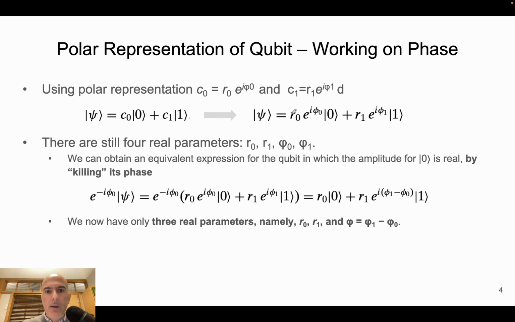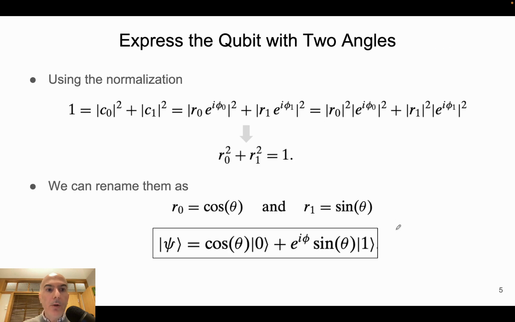Well, if we use a polar description of our C0 and C1, we can express our state psi using this formulation here. There are still four parameters: rho naught, rho 1, and then phi naught and phi 1. However, we can kill the phase by manipulating this expression, so we can just represent the phase as a difference of phases. In this case, we have only three real parameters, namely the two amplitudes, and then we combine the two phases into one, that is just the difference of the two phases. So this is equivalent.